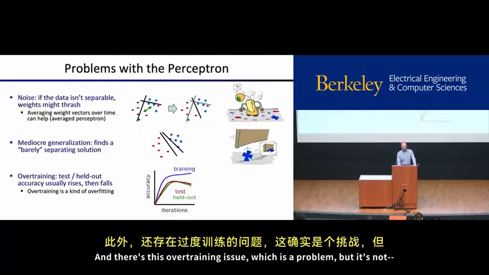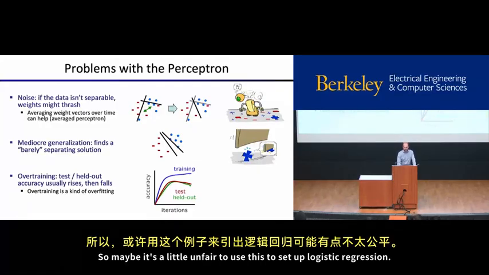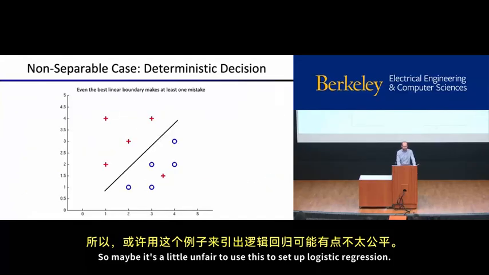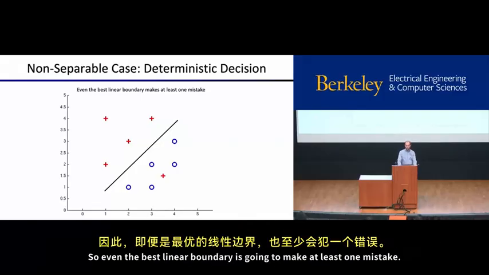And there's this overtraining issue, which is a problem, but it can also be a bit of a problem in what I'm about to tell you. So maybe it's a little unfair to use this to set up logistic regression. Okay, so here's a setting where the classes that we're trying to understand are not separable. So even the best linear boundary is going to make at least one mistake.